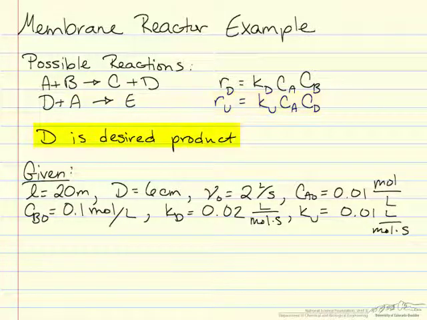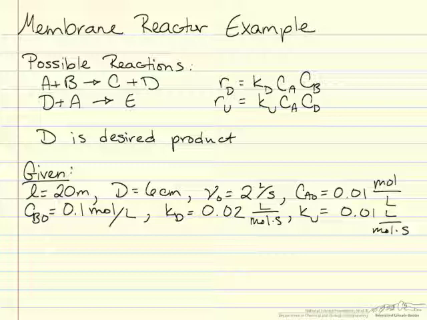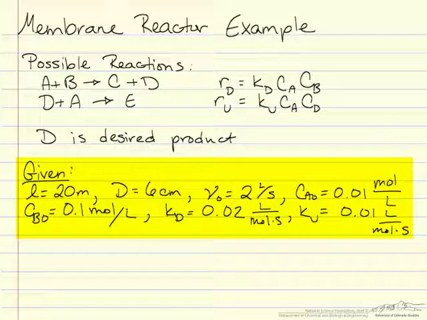And so C and D are our desired products, and we're trying to select for this first reaction and minimize the amount of second reaction that's happening. So that's part of the motivation for using a membrane reactor. And then down here at the bottom are all the givens that we know: the length and diameter of our reactor, the volumetric flow rate, the initial concentrations of A and B, and then the reaction constants for the desired and undesired reactions.